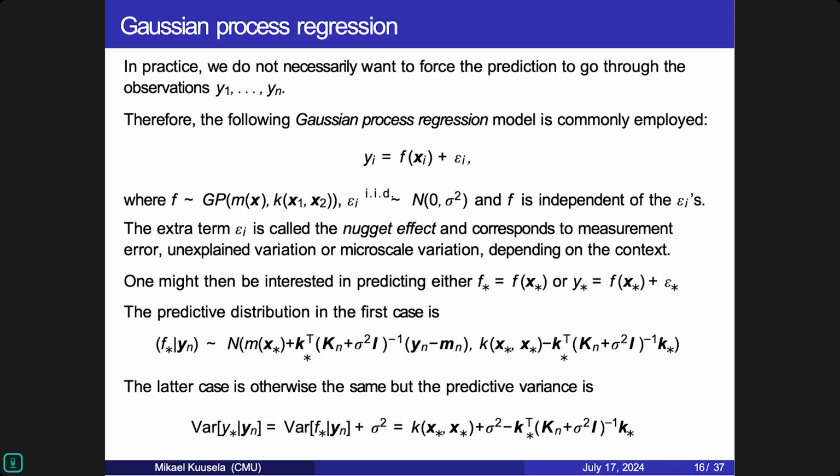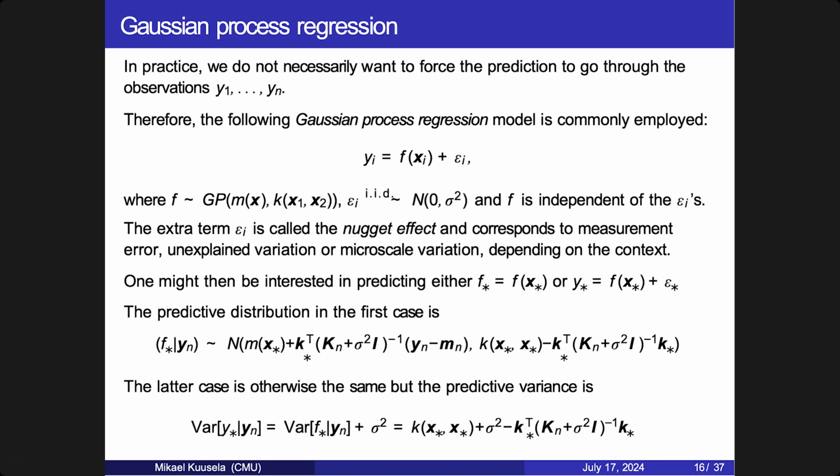Now, this extra term here has a funny name. It's called the nugget effect. It's called this because these techniques originally came from mining, where they were trying to find gold in soil. And so these would be like the nuggets of gold. This is capturing the nugget of gold that is there every once in a while. That's why it's called the nugget.